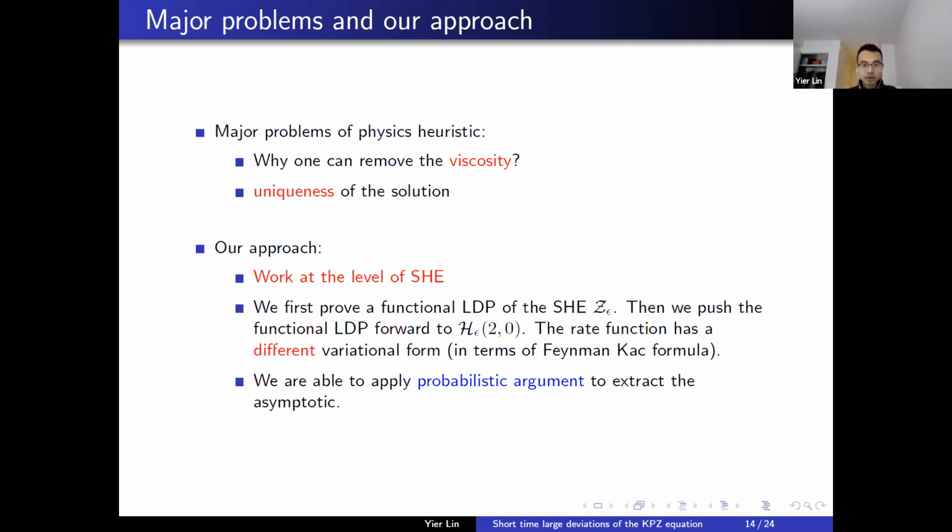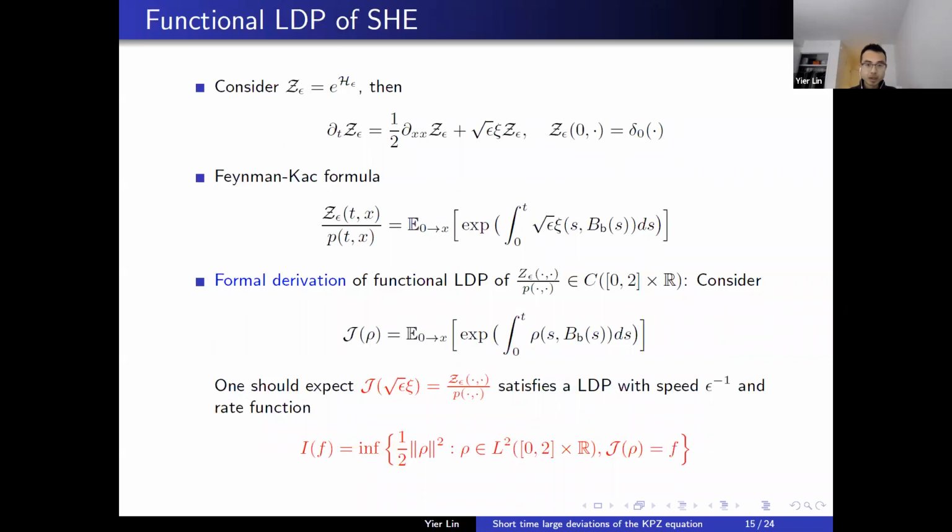Okay, so the rest of the talk will be devoted to that. We'll first explain how to get a functional LDP for the stochastic heat equation. Basically, instead of looking at this h epsilon, you look at the exponential transform of it. So look at the stochastic heat equation under this weak noise scaling. Here it's just something formal which tells you why we expect the trajectory of the stochastic heat equation to satisfy a certain large deviation, with the rate function given by the red line here.